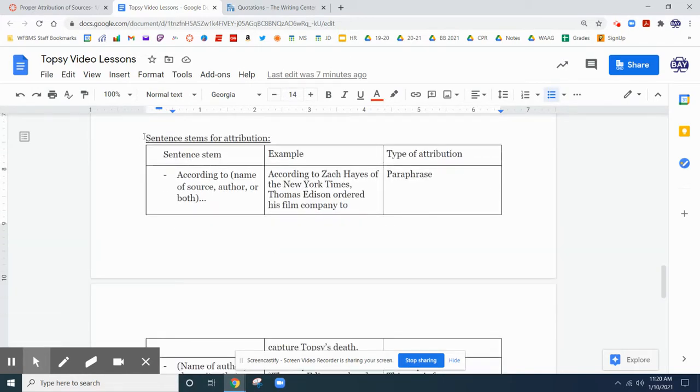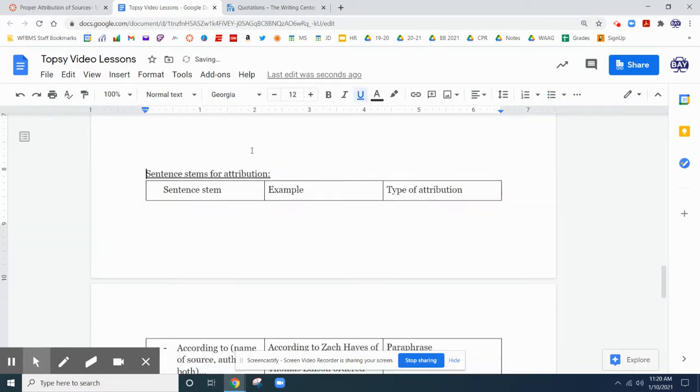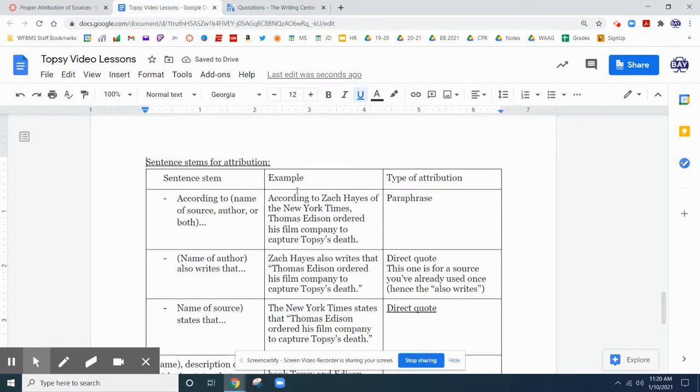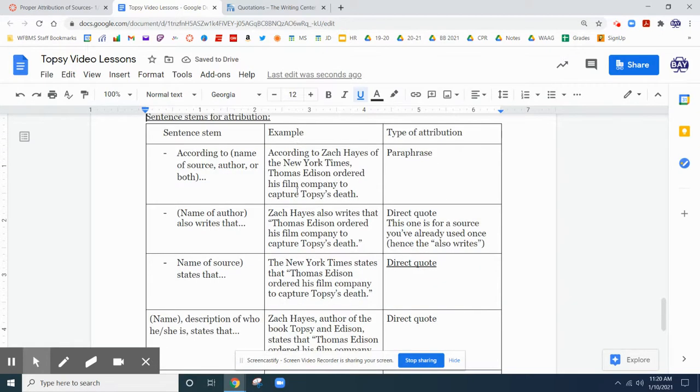So, some sentence stems. I'm going to move this all down to the bottom here. There are some ways that you can properly attribute sources. And I gave you 5 different possibilities for how to use both the name of the source and the author in a way that gives credit to that source, and your writing will flow, it'll sound natural, and it's grammatically correct. So here are 5 options.